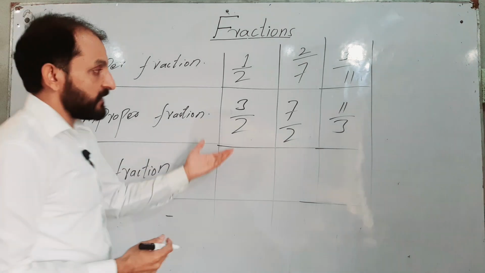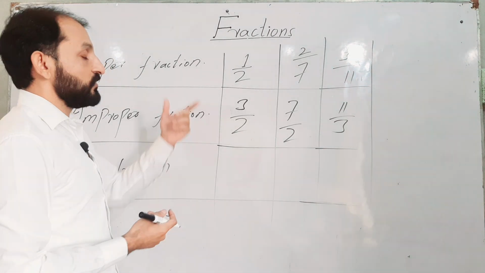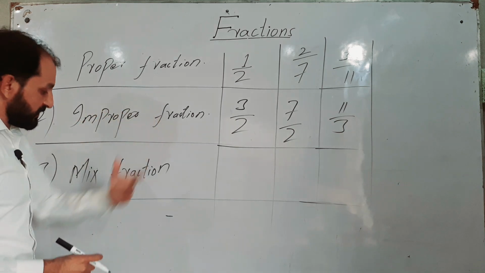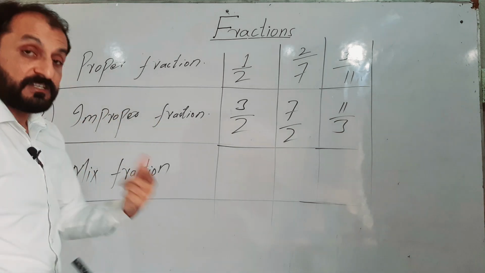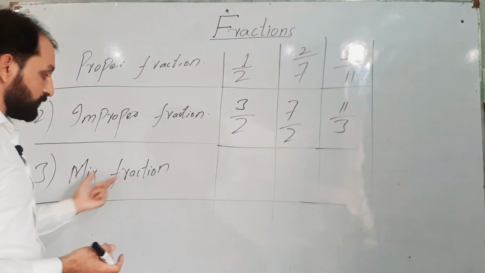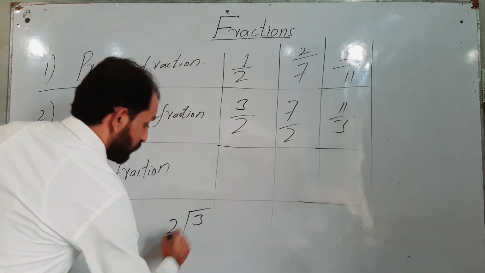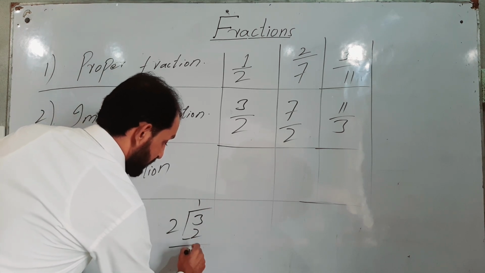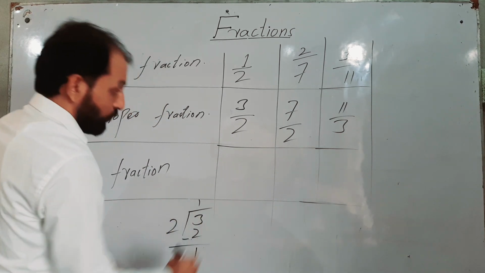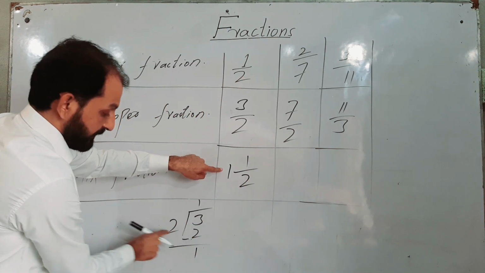If the answer to any question comes in the form of an improper fraction, then we have to give our answer as a mixed fraction. How can we convert an improper fraction into a mixed fraction? By just dividing. How can we convert 3 by 2 into a mixed fraction? Very simple. We just divide 3 by 2. 2 ones are 2, minus, the remainder is 1. This can be written as 1 whole 1 by 2.